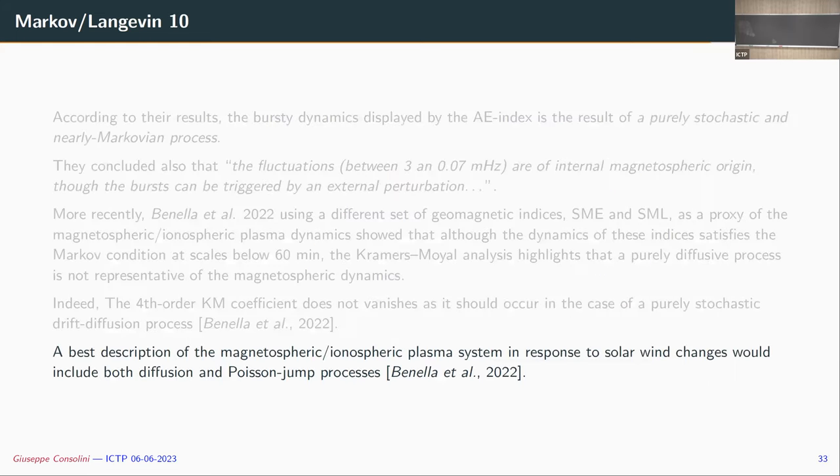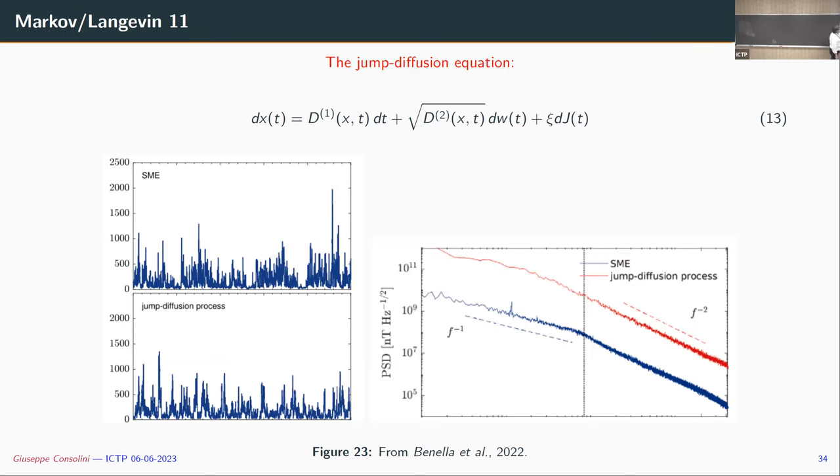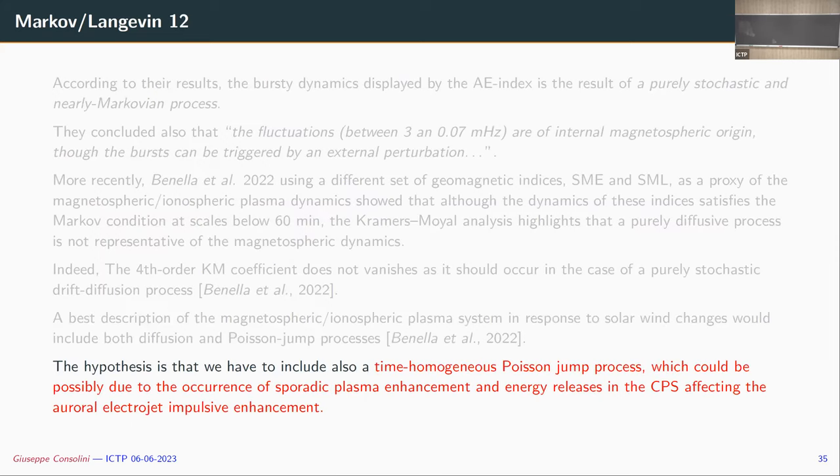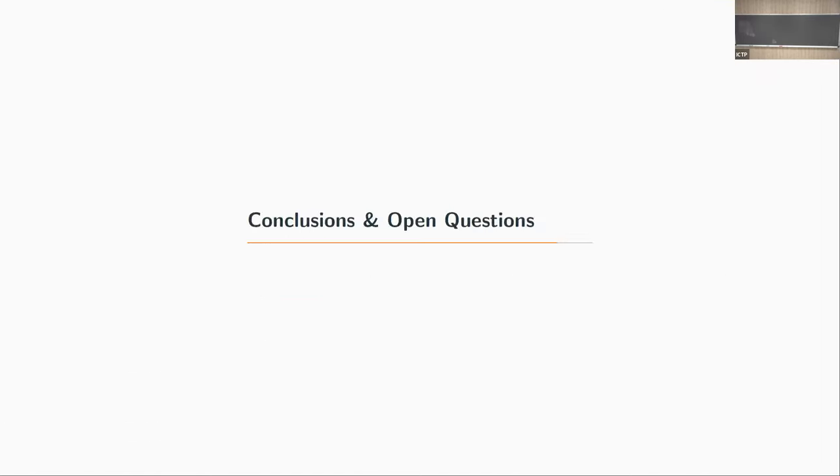And so if we do this, a better description should be done in terms of diffusion that also contains Poissonian jumps. So you have a drift diffusion equation, but you have some jumps that can be related to the bursty dynamics. And this is an example of the real index, the modeled one, and the characteristics of the power spectral features that are very similar. Now we are confident that we have to include also this bursty dynamics using a Poisson jump process. And so this means essentially the dynamics of this system is a complex dynamics consisting of many processes interacting with each other. And this jump process can be related with the sporadic plasma enhancement and energy release in the central plasma sheet. And so these are the conclusions.